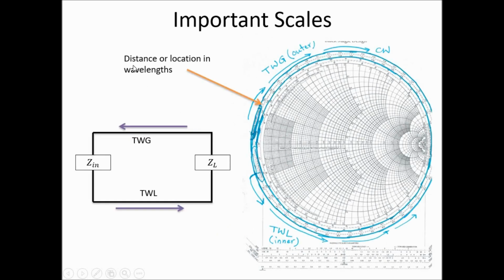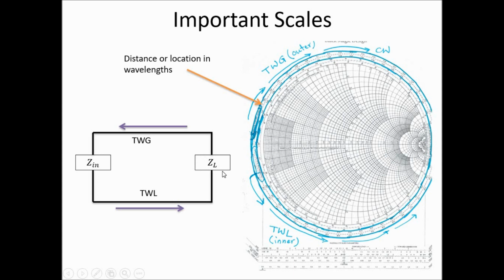Now, if you want to find distance or location in wavelength, there is the wavelength scale here. You see this scale is the wavelength scale. The wavelength scale is also written here. This is the wavelength scale, and you can find the distance in wavelength from this scale.